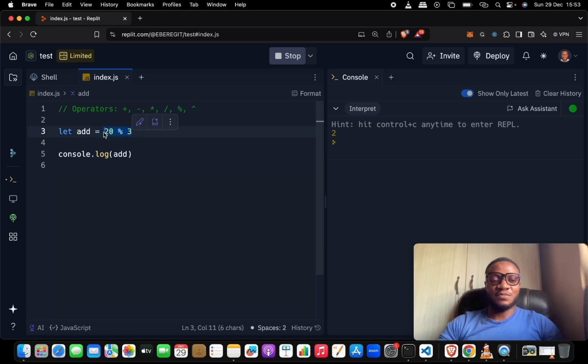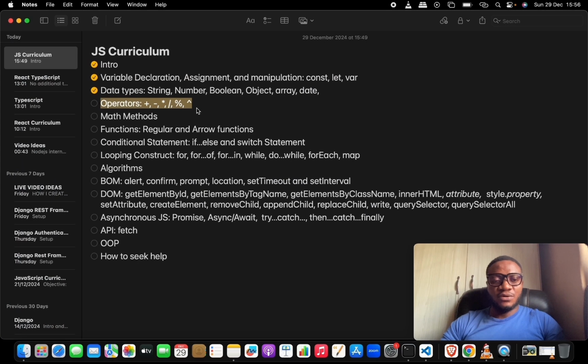So these are mathematics operators. All right, so this would be it for operators. Let's go check that off. There are more operators, but of course, these are things you would get to learn as you move further. Now let's move to math method.